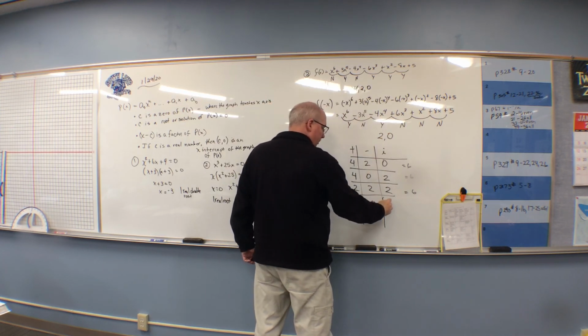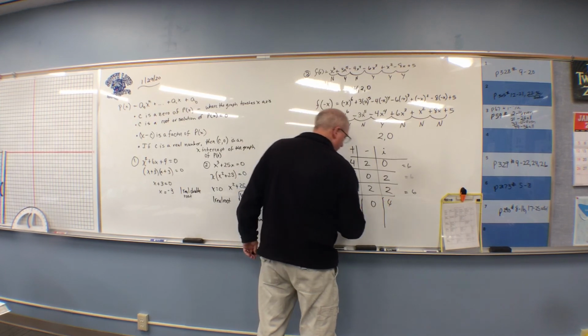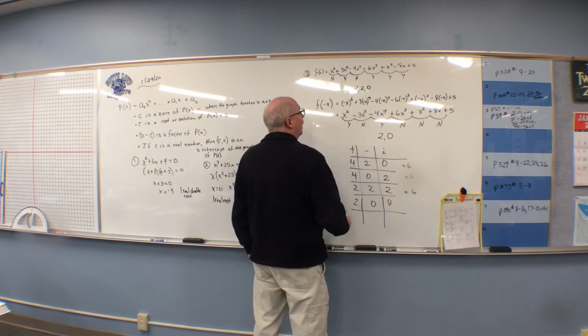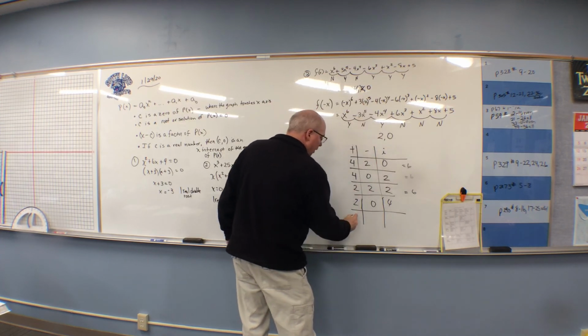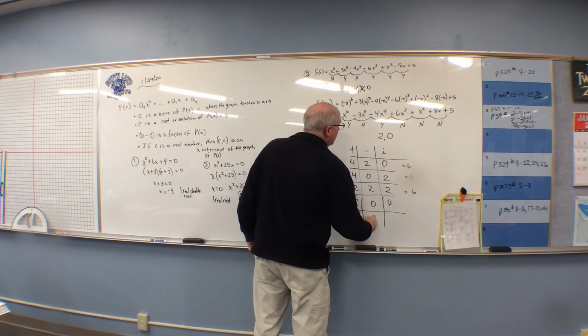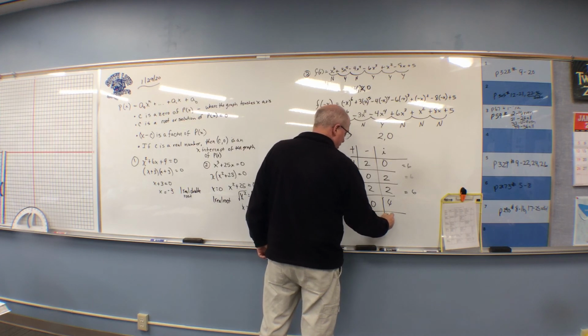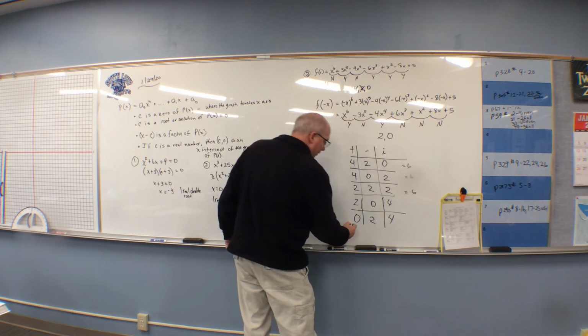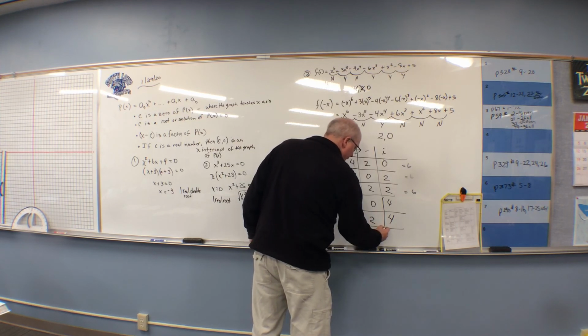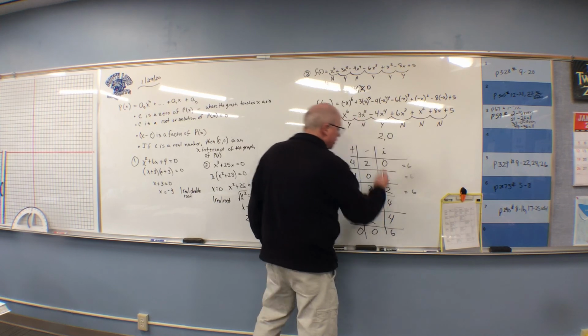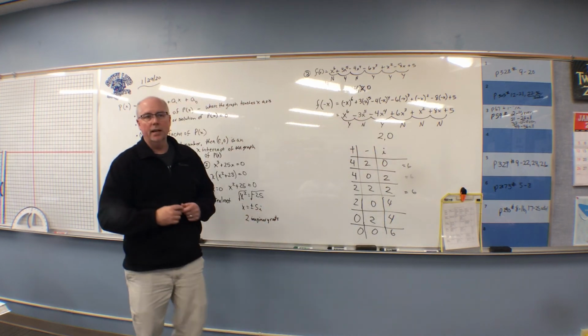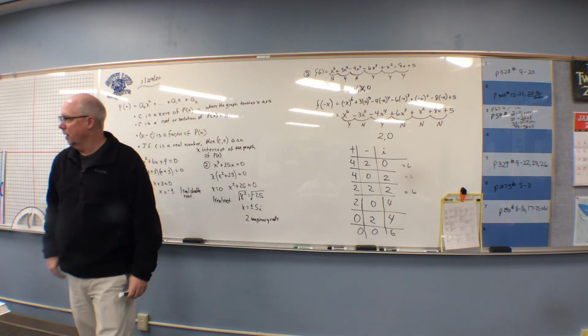What's that leave me here? 4. All right, now I'm done with 2. Now let's go to 0. If there are 0 positive and 2 negative, how many imaginary? 4. Okay. And finally, if there are 0 positive and 0 negative, how many imaginary? 6. And that's all the different combinations you can have for Descartes' rule of signs.